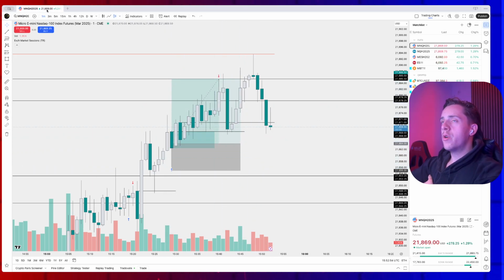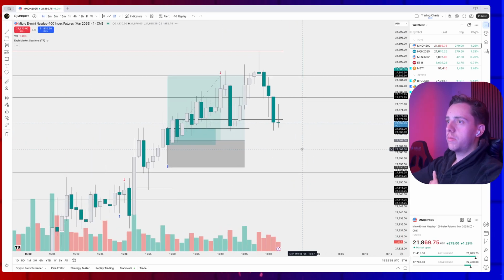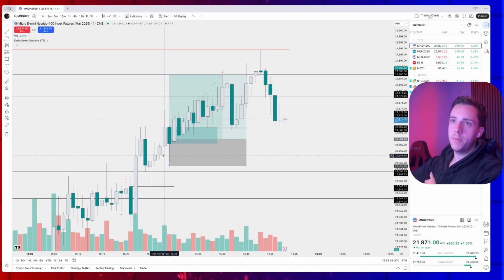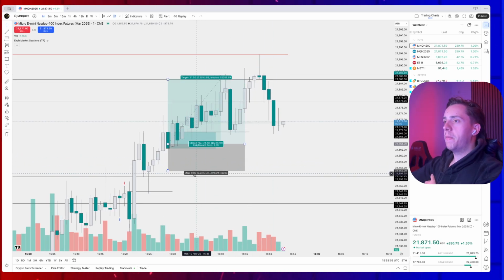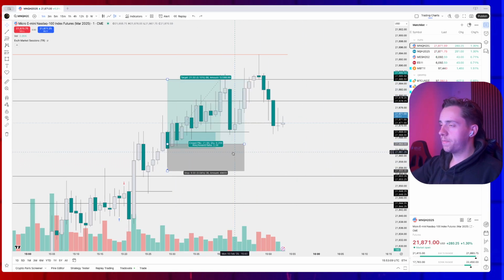I'm trying to move stops based on the 5 minute now. The reason I moved based on the 1 minute was that this was basically a purely 1 minute trade, and I just felt more confident if I moved the stop to there.